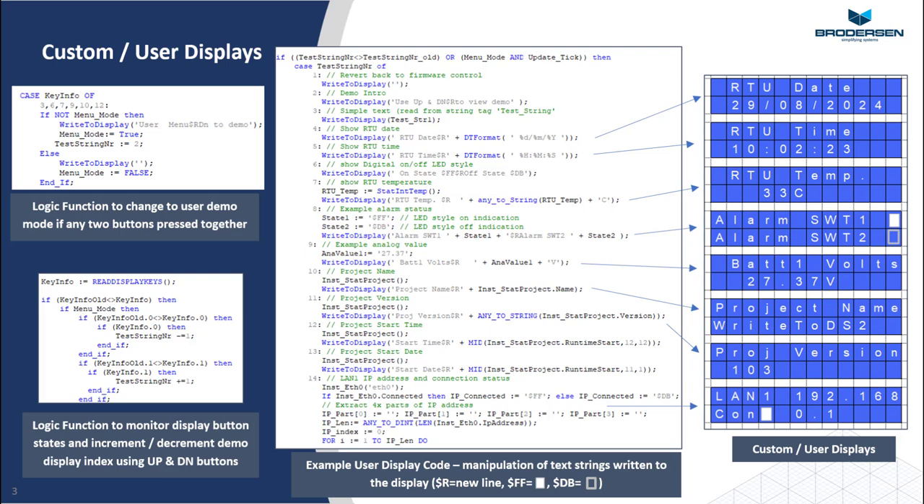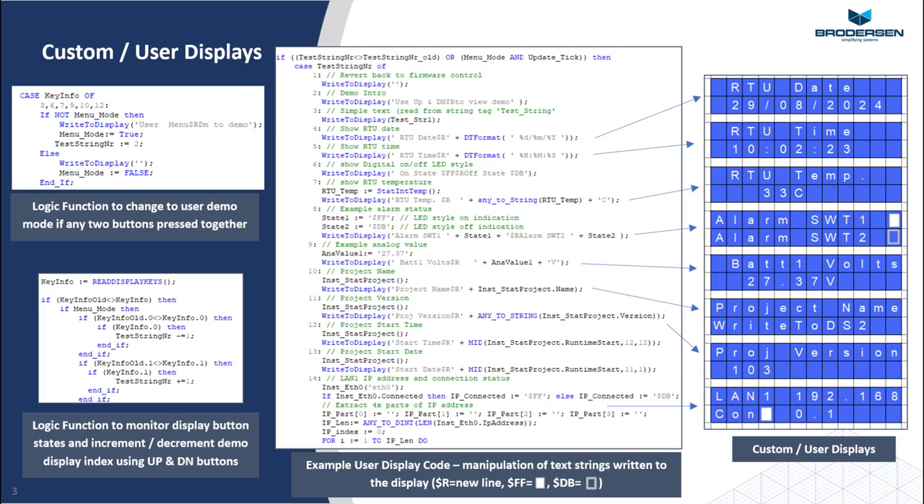So just a few examples of how you might have some user content, whether it's state of alarms or some analog values, or you can even look into status information such as the name of your project or the project version. In the bottom right there, we're looking and finding the IP address of LAN 1, and we're also showing whether it's connected or not.